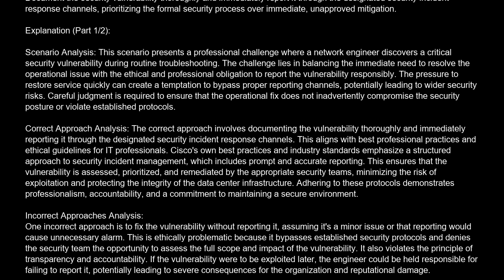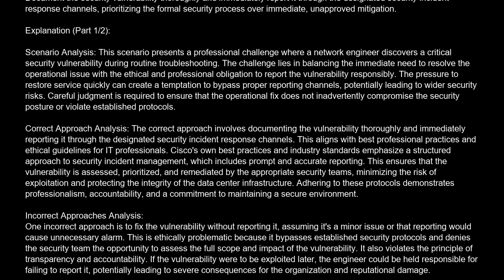It also violates the principle of transparency and accountability. If the vulnerability were to be exploited later, the engineer could be held responsible for failing to report it, potentially leading to severe consequences for the organization and reputational damage.